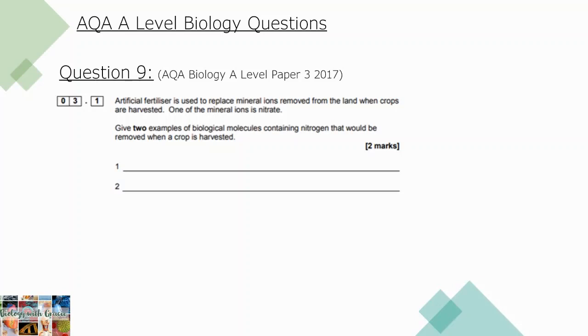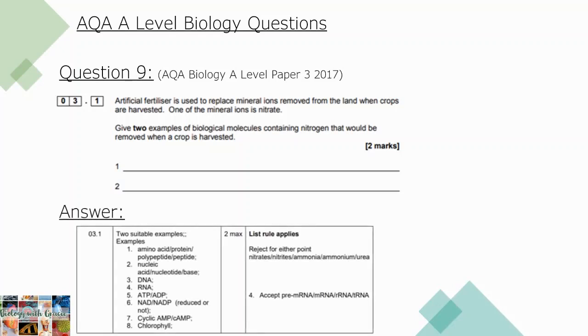So we know a lot of biological molecules that contain nitrogen at this point. So of course we know that nitrogen is a key component of amino acids, so we can say amino acids. We also know that nitrogen is a key component of nucleotides in the nitrogenous base, so nucleic acids, DNA or RNA. So those are some examples, and there's also other ones put here that we haven't discussed in this particular topic, but that could also be used.